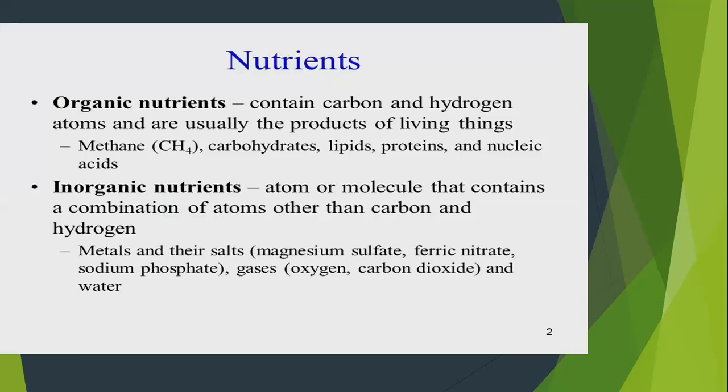And there are two types of nutrients, organic and inorganic. Organic are those which contain carbon and hydrogen atoms and are usually the products of living things: methane, carbohydrates, lipids, proteins, and nucleic acid. Inorganic are those atoms or molecules that contain a combination of atoms other than carbon and hydrogen. For example, the metals and the salts and gases and water, all these things are the inorganic nutrients.